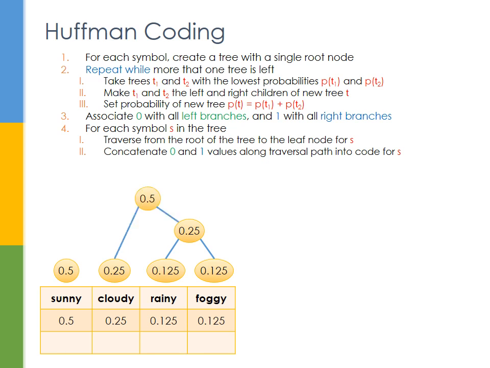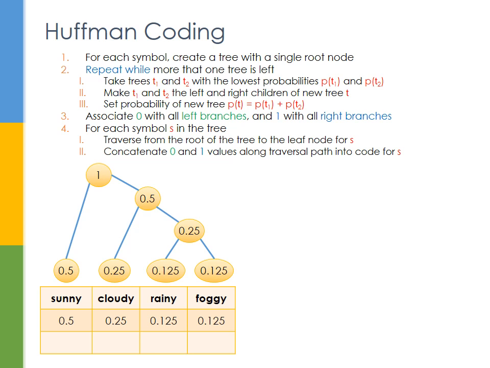We then select the next two lowest probability values, which are 0.25 and 0.25, and merge those together to create a parent node containing the cumulative probability of 0.5. Finally, we merge the last two remaining trees, which each have a probability of 0.5 associated with them, creating a root node with a cumulative probability of 1.